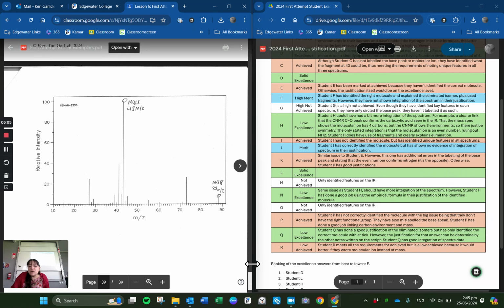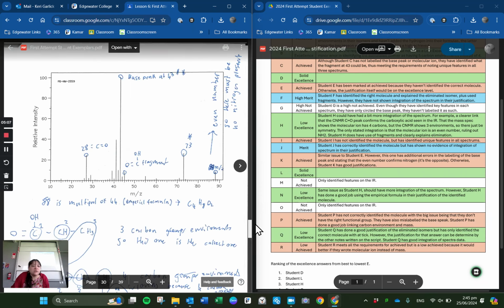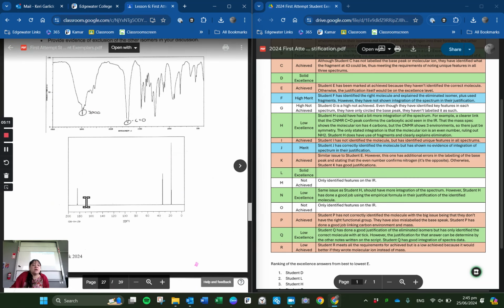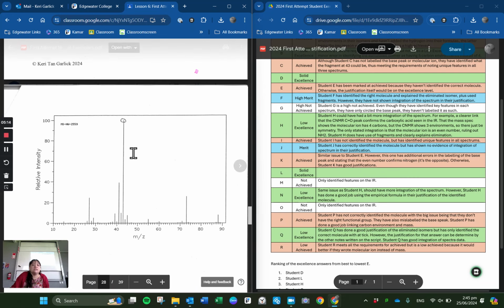For those that were not achieved, that was M and O. If we look at M, you see how they only labeled this one here. They didn't label that this is 3 carbon environments. They didn't label anything on here. So that was the real barrier there. It's really easy to pass. Just don't do silly things like that.